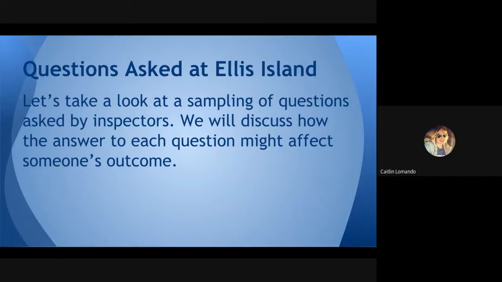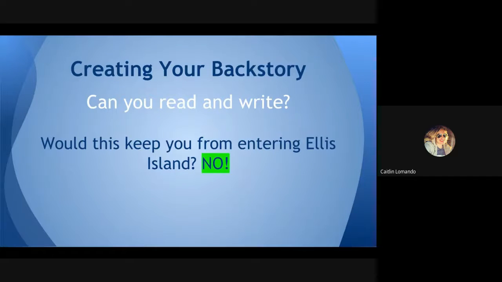We will discuss how the answer to each question might affect someone's outcome. So the first question that they would ask is, can you read and write? Would this keep you from entering Ellis Island? No. Plenty of third-class steerage passengers and others came through Ellis Island and did not have the ability to read and write. That would not keep them from entering the United States.